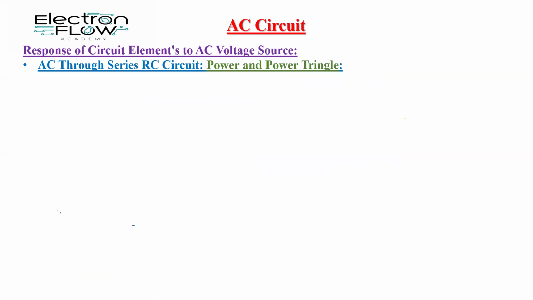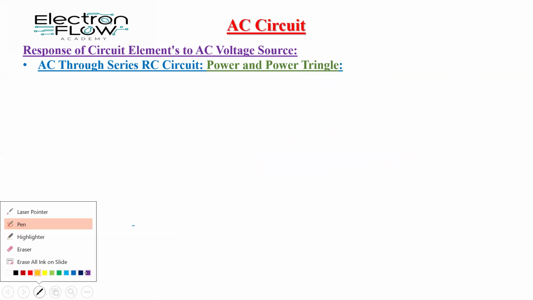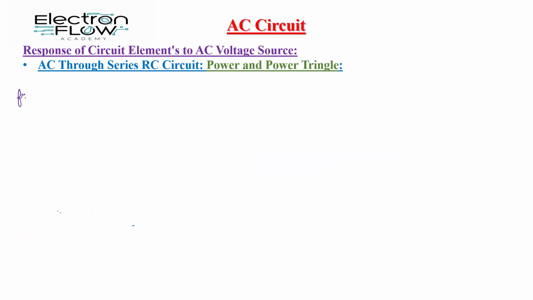Now we need to define the power triangle. From the equation, S is equal to P minus jQ. This equation gives the power triangle of the circuit. The power triangle will look like this. This is the real power P.